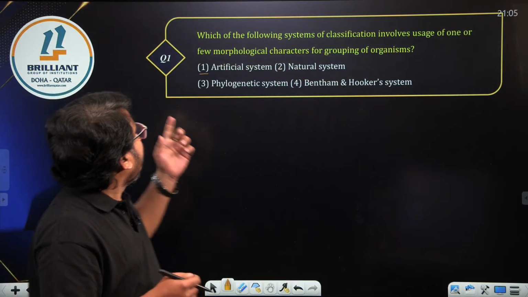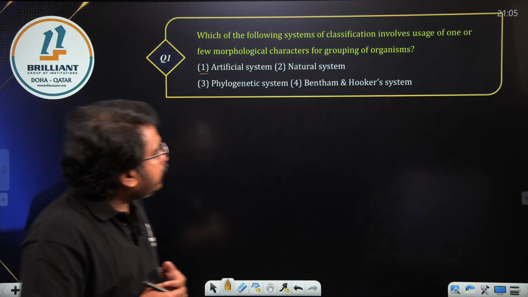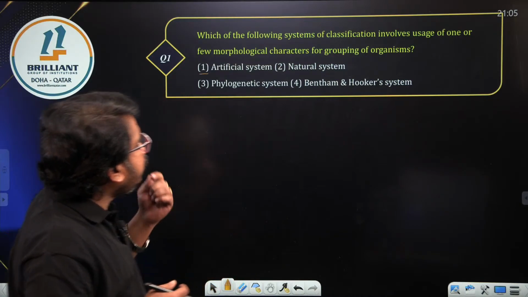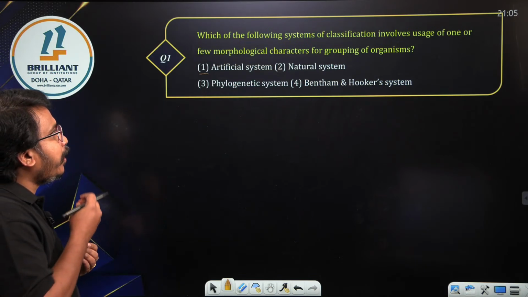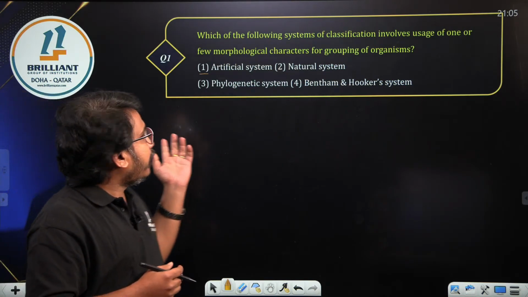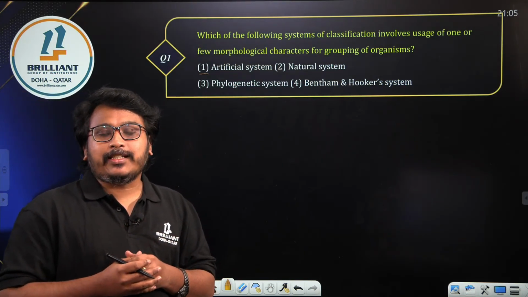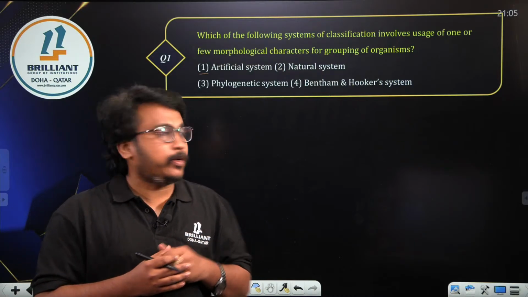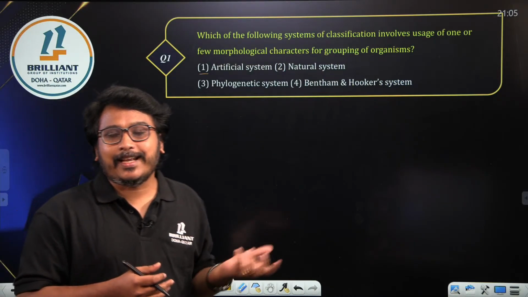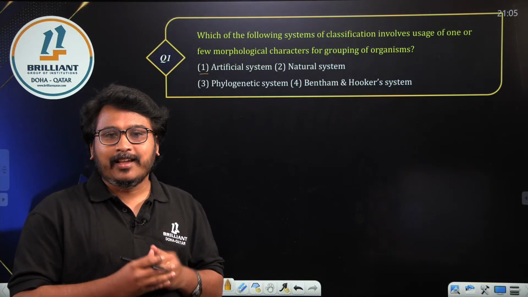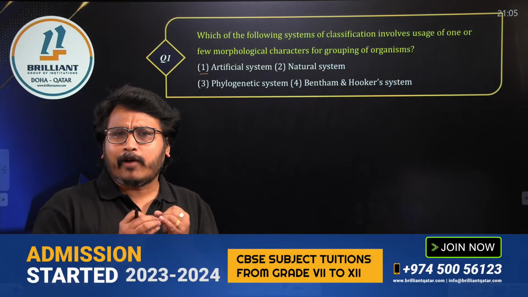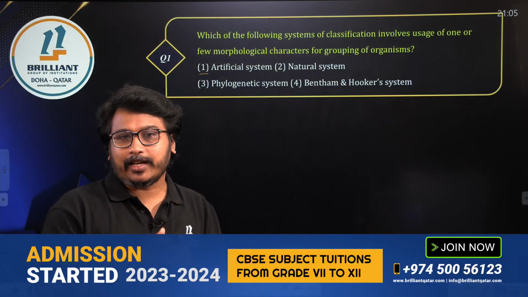First question. Which of the following system of classification involve use of one or few morphological characters for grouping organism? Actually, two types of classification is said in the beginning of the chapter. One is artificial and the second is natural. Artificial system of classification, they will be focusing only on one or few characters for classification.